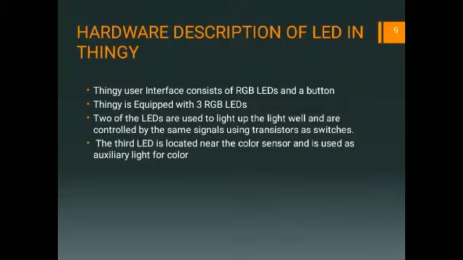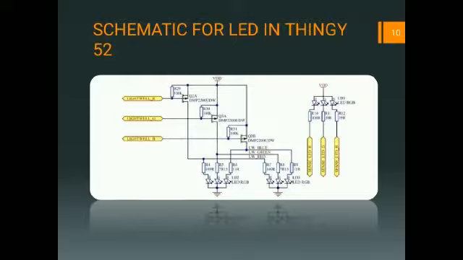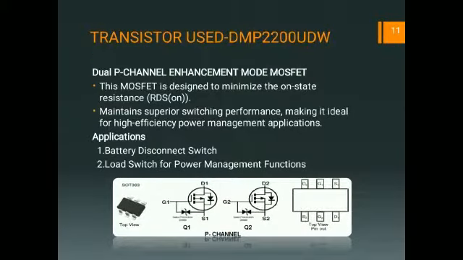Nordic Thingy has 3 sets of RGB LEDs, in which 2 sets of RGB LEDs are used to light up the Lightwell. Another RGB LED is located near the color sensor and is used as an auxiliary light for the color sensor. The transistor used here is DMP2200UDW. It is used as a switch. It is a dual P-channel enhancement mode MOSFET. When VGS is greater than the threshold voltage, the transistor acts as a closed switch and starts conducting, and the LED glows. When the transistor acts as an open switch, it will not conduct and the LED does not glow.